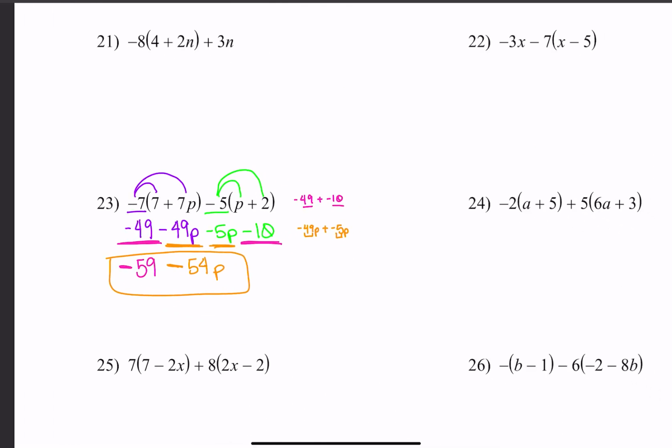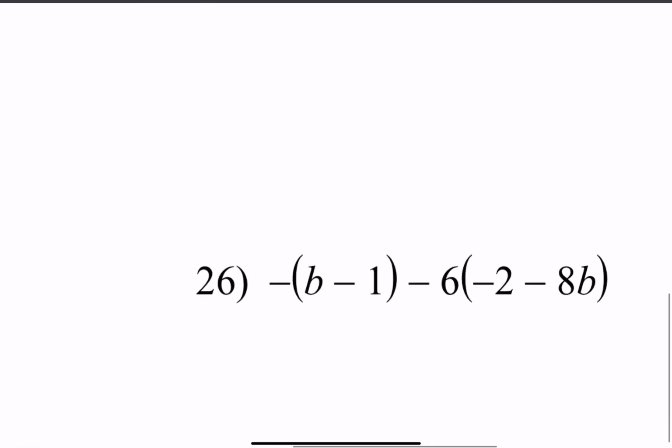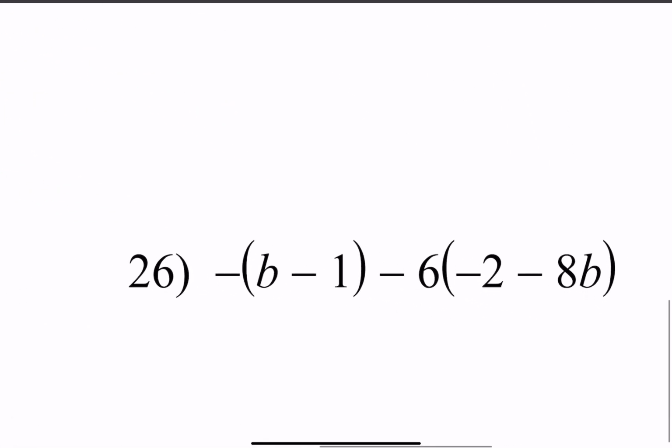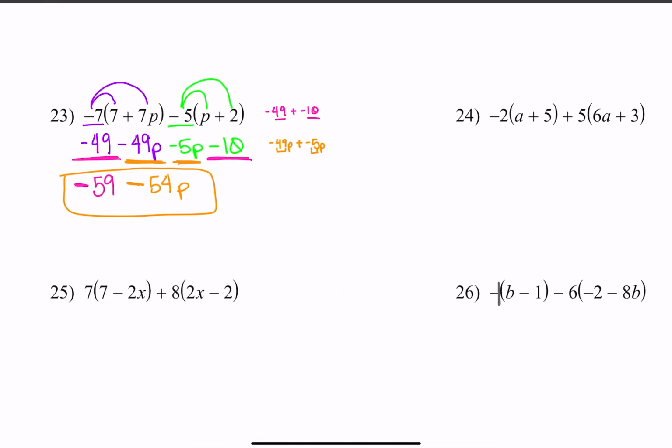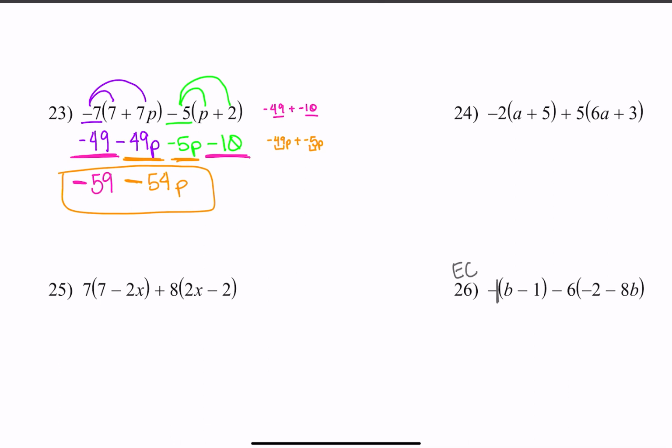So why don't you try 24 and 25 based on that example? And 26 is extra credit. The only hint I'm going to give you is technically in front of this first parentheses is a -1. But 24 and 25 I want you to do on your own. This is extra credit. All right, good luck.